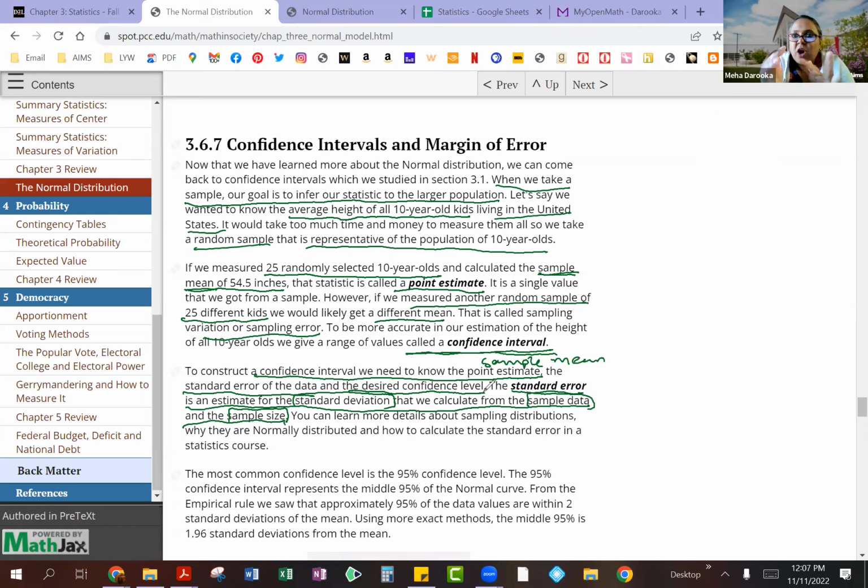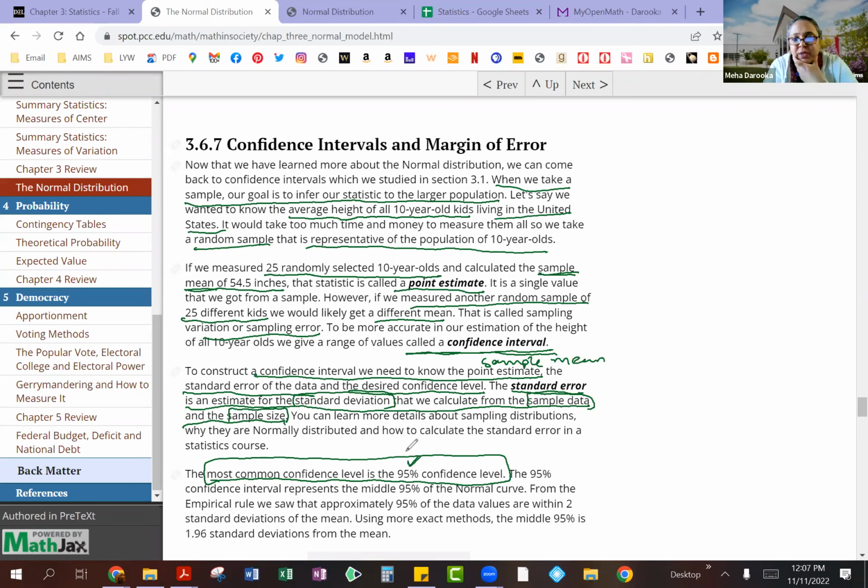And remember, I had talked about this again back in 3.1. Normally, your confidence level is 90%, 95%, or 99%. Those are the 3 most common ones, and even out of those 3, 95% is what most confidence intervals use. So you can have 90%, 95%, 99%, but we're focusing only on 95% right now.